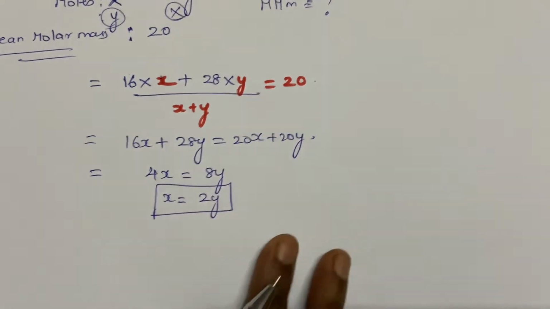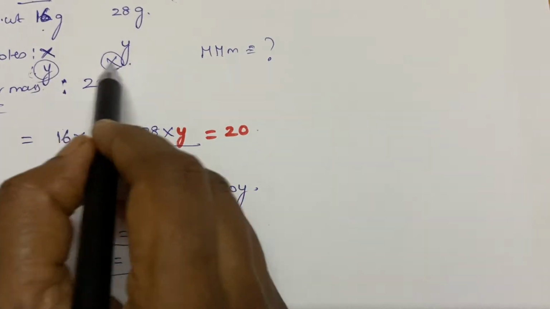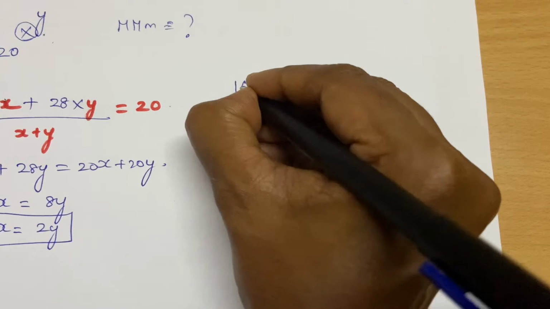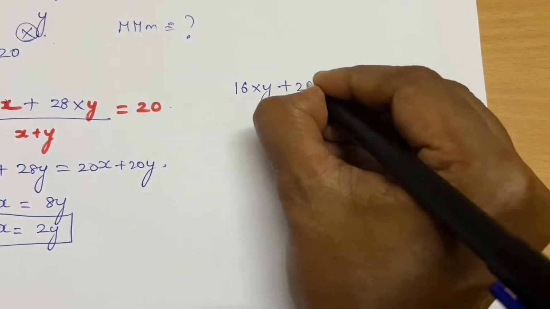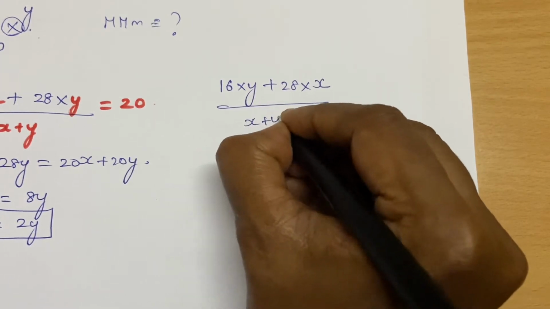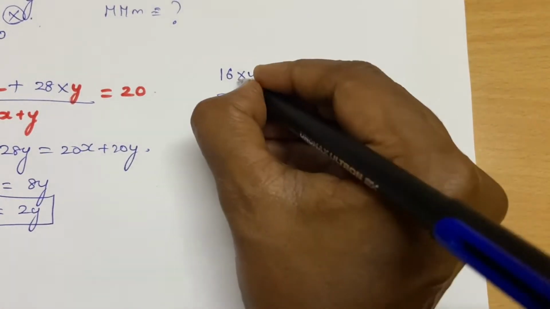This relation we got. Okay, so if methane and ethane were mixed in this molar ratio, what will be the formula? So this is 16 into y plus 28 into x divided by x plus y. So we know the value of x, isn't it? So we can substitute the value of x here.